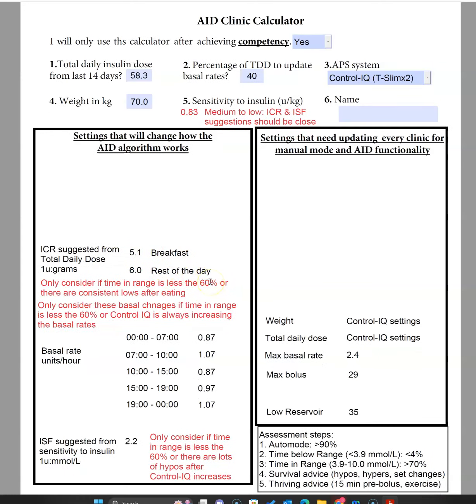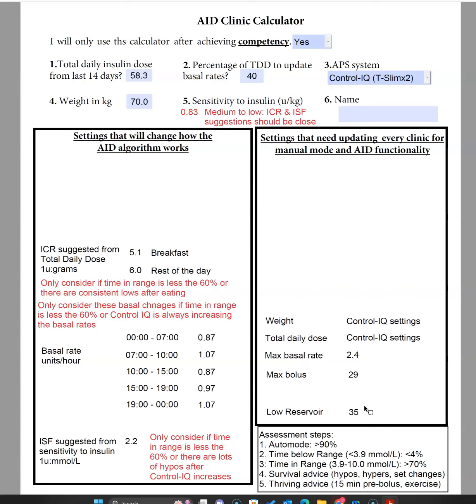And the beauty of this is it gives you an idea of how to approach a consultation and what you can change on the system, which will change how the algorithm works and what needs updating in the background. So simply what you do need to update in the background is their weight and total daily dose, which you have here, and just go in and change their max basal rates, max boluses and low reservoirs to make sure that the system has capacity to run at its strongest.